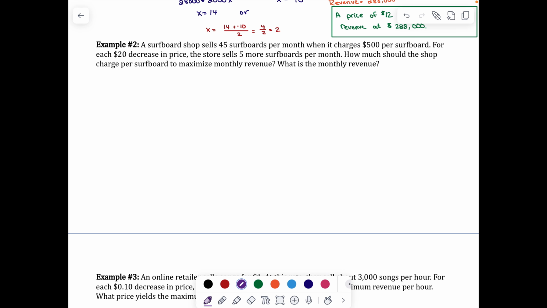All right, example number 2. A surfboard shop sells 45 surfboards per month when it charges $500 per surfboard. For each $20 decrease in price, the store sells 5 more surfboards per month. How much should the shop charge per surfboard to maximize the monthly revenue? What is the monthly revenue? So looking at that, we want x to equal the number of $20 decreases. And again, we'll let R equal the revenue.